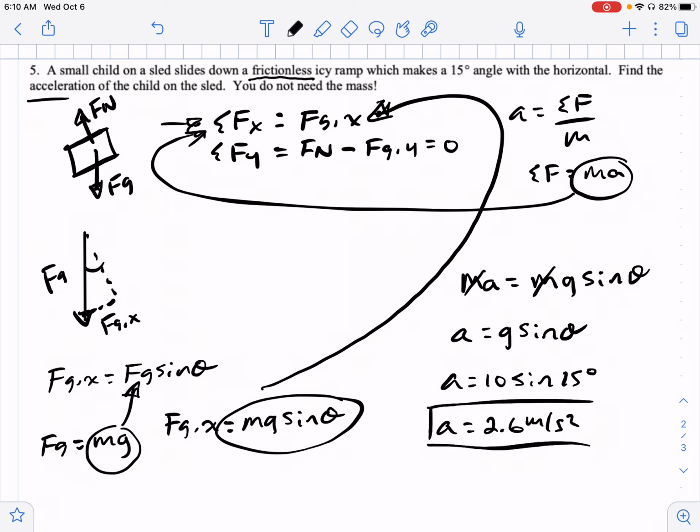So when you're working through a problem, if you're looking at what they're asking you to do and you say, wait a minute, I don't have the mass, sometimes you don't need the mass. We can do some substitutions and cancel out that mass.